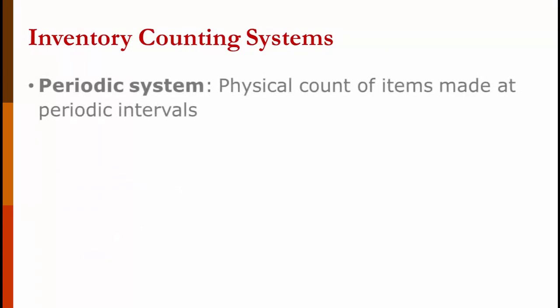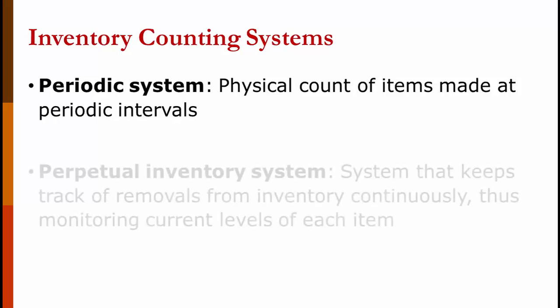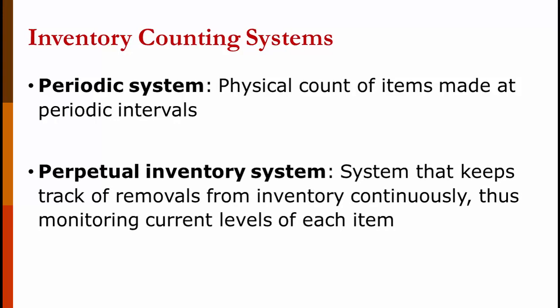The first is a periodic system. This is where a physical count of items is made at periodic intervals, once a week, once a month. The second is a perpetual inventory system. This is a system that keeps track of removals from inventory continuously, thus monitoring current levels of each item. In other words, you keep track of it on the computer.